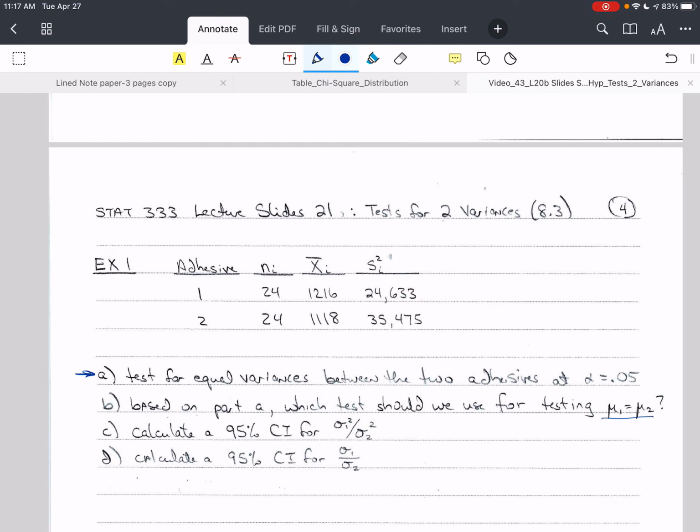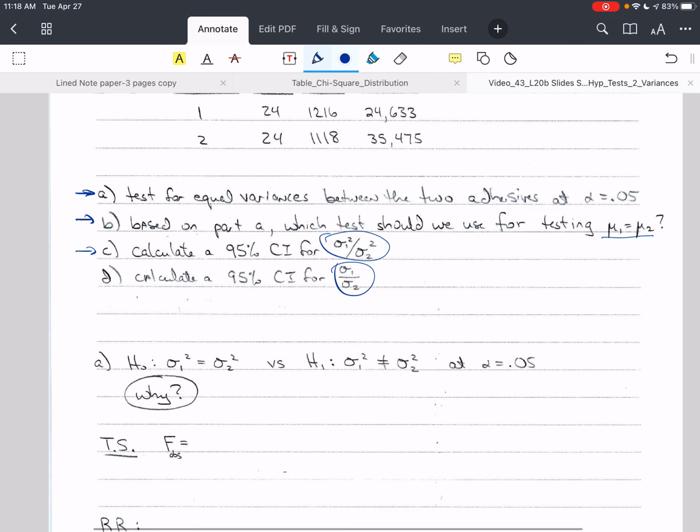We do the test here first, then we would determine which test to use. So we're not just blindly doing what we were showing in section 8.2. We have a method. So we want to calculate a confidence interval for the ratio of variances, and then we want to do it for the standard deviations. So let's get started with that.